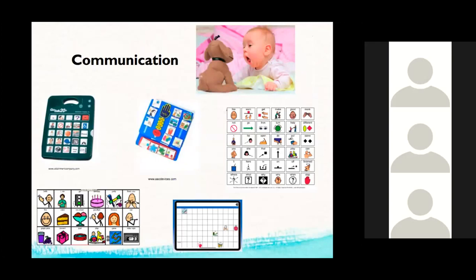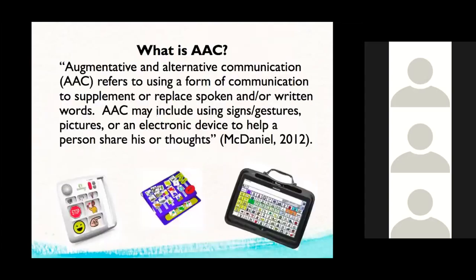And here are some examples of communication tools that are out there. We talk about communication systems because we want our children to use their voice, use their body language, point to things, and also supplement with augmentative communication devices like some of these picture supports that you see here. So what is AAC? It's augmentative and alternative communication, and it is a form of communication to help supplement or replace spoken or written language.